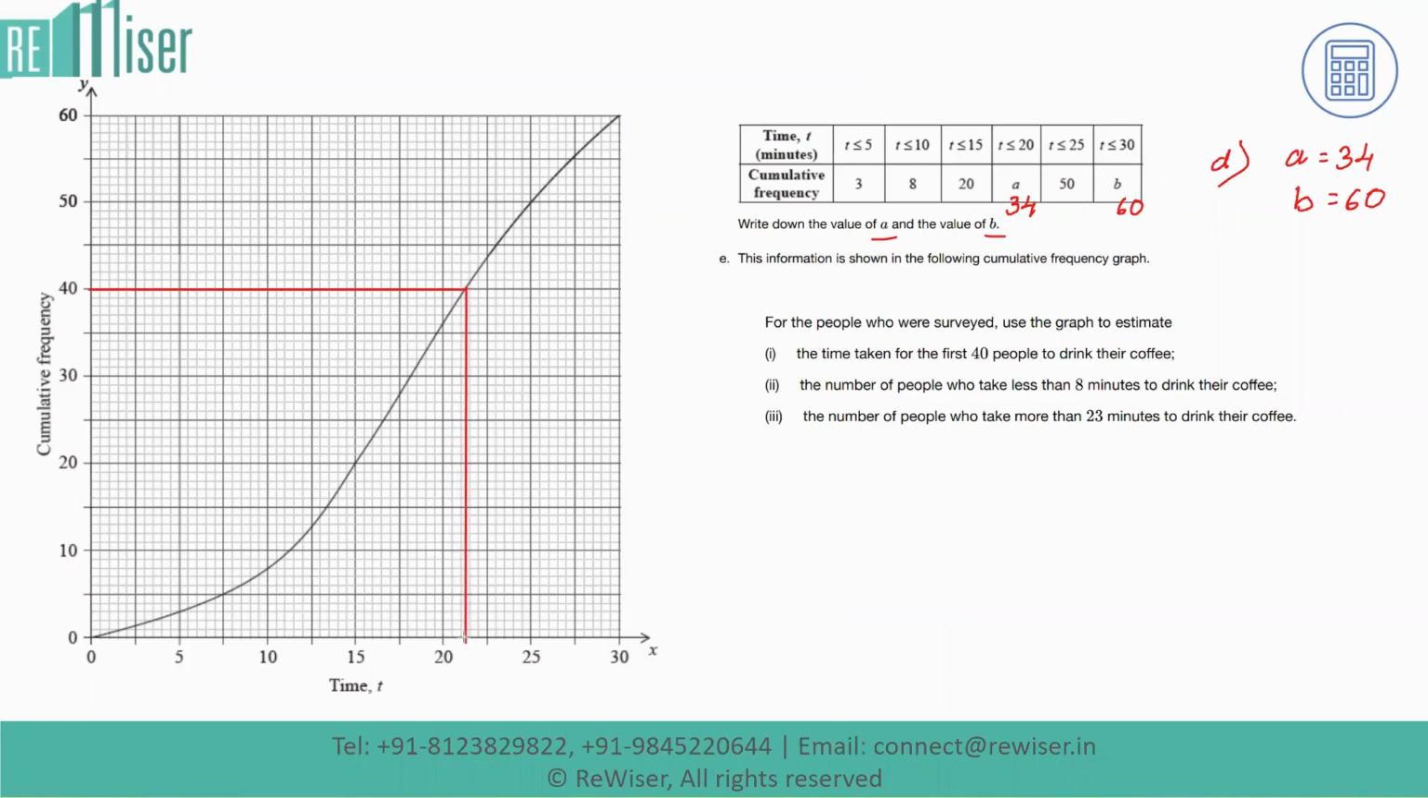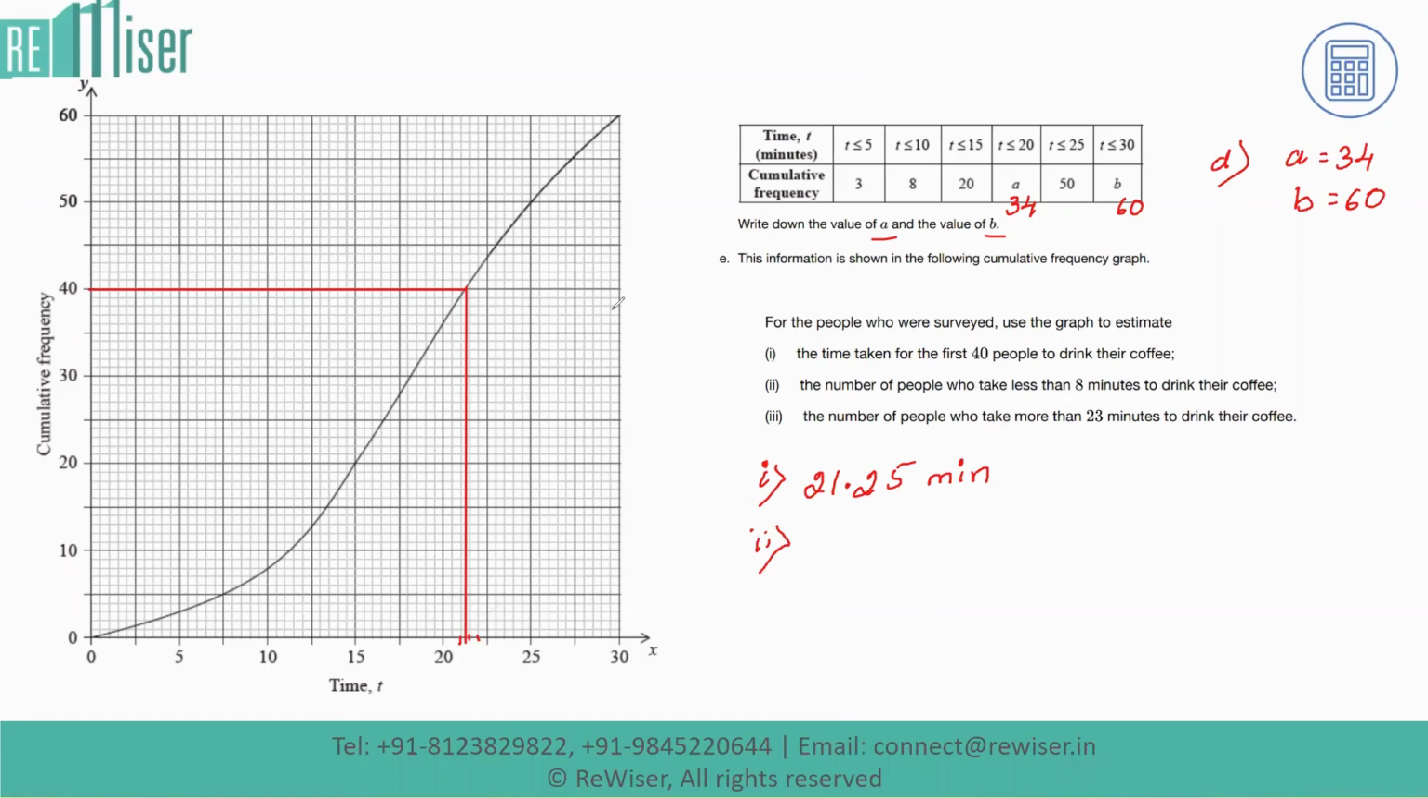We can clearly see that each 2 small divisions is 1, so this is 1 and 0.25. This is 21 and this is 22, so this would be 21.5. So it is between 21 and 21.5. That is the reason the answer for part E 1 has to be 21.25 minutes, of course.